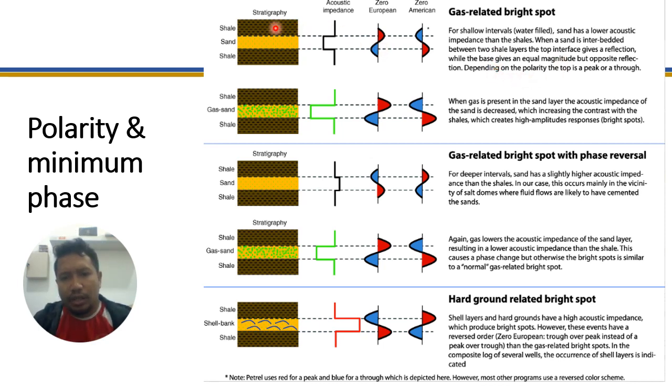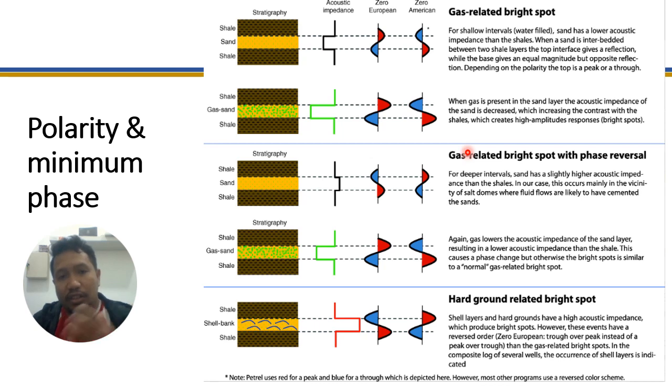In this case, where gas is not present in the reservoir that has been sandwiched by the shale units, the AI will be low at the reservoir interface because sand commonly has high porosity. This will give low density and low AI. However, if the reservoir has the presence of gas, then the AI, or acoustic impedance, will decrease even more at the reservoir and increase the contrast of AI with the surrounding shale, which creates a high amplitude response, which creates the bright spots.